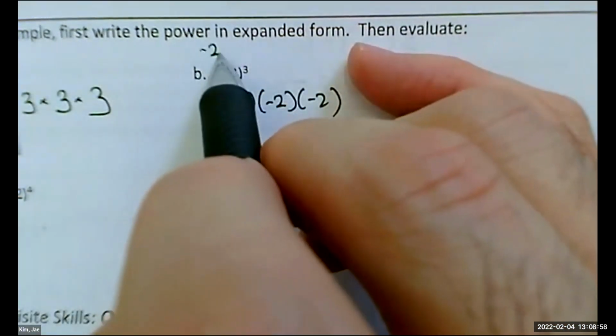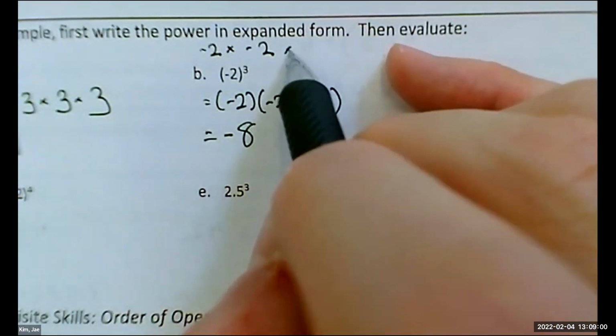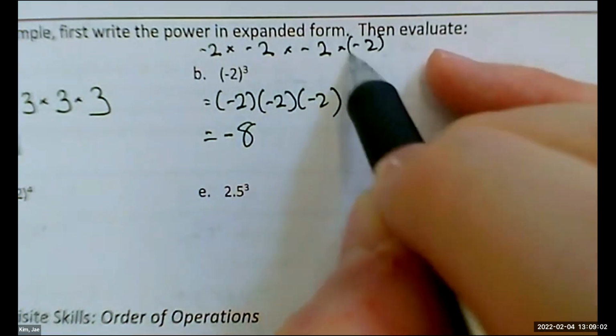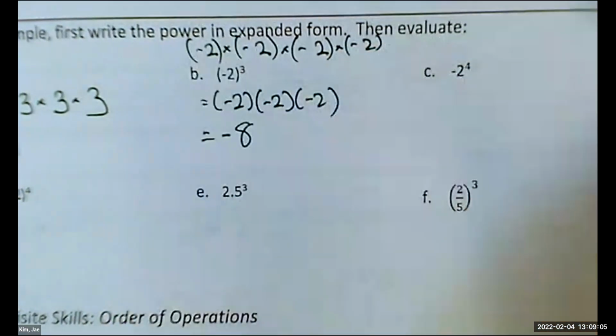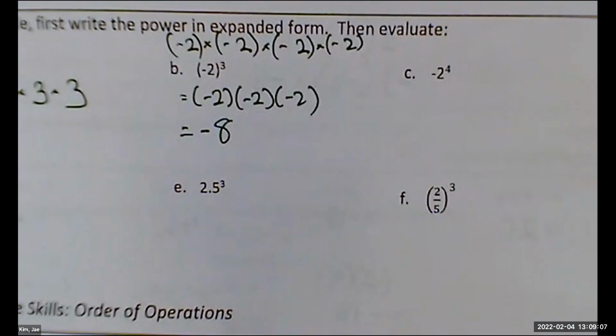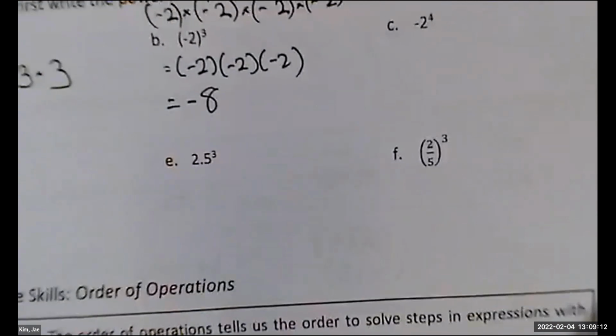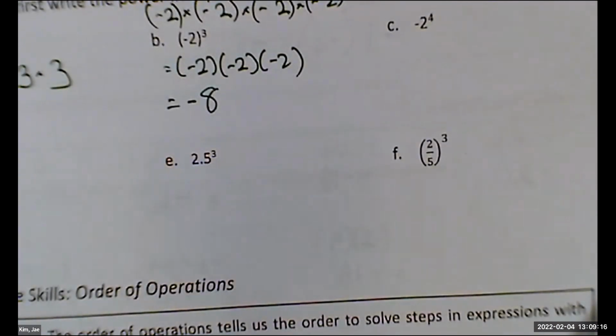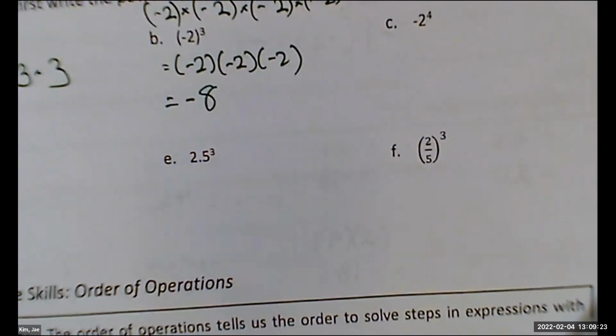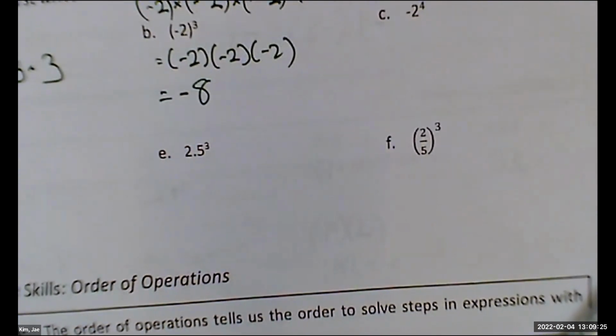If I had -2 times a -2 times a -2 times a -2, how many negatives am I multiplying? 4. All right, so I'm going to do minus, plus, minus, plus, and I'm going to flip between the two. Negative times negative is positive, times another negative is negative, times another negative is positive. It's going to keep on flipping.